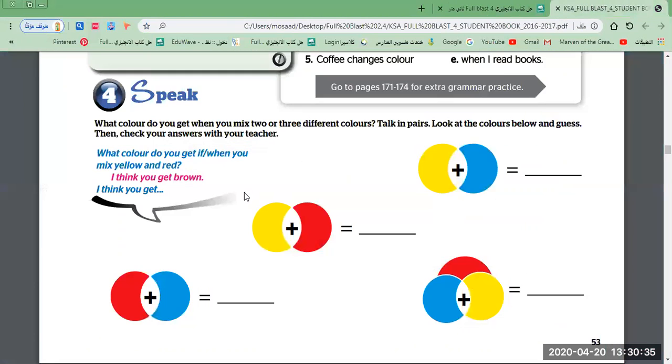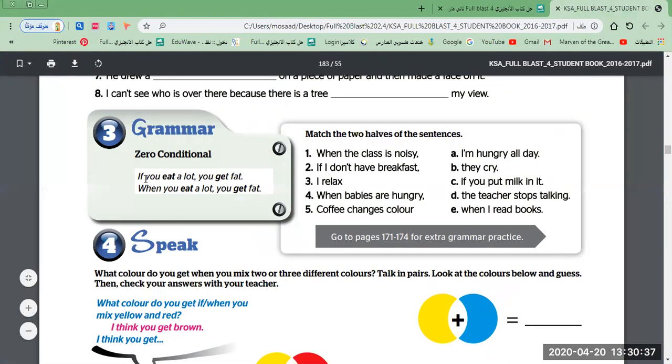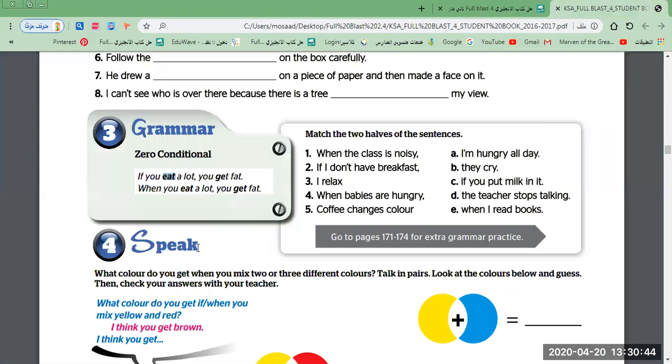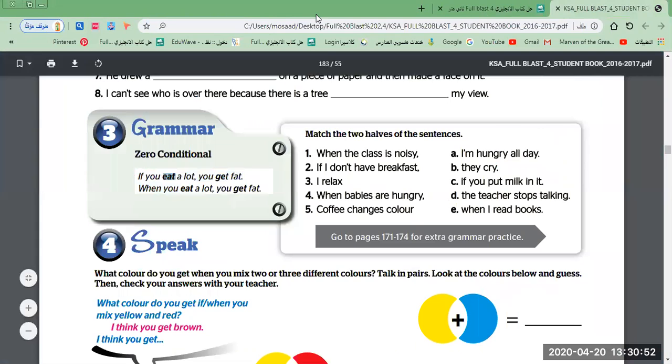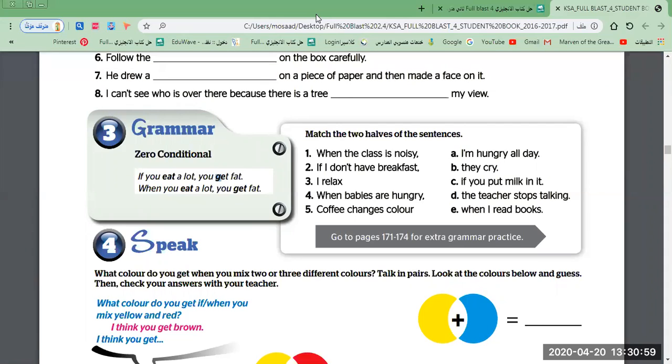So I use here the zero conditional. Zero conditional means we use the present simple in the first part, like eat, play, study, and in the second part also the present simple. No change. The first sentence has a verb like eat or play, and the second one has a verb also, like eat or play or study, without anything more. I can't put will, no -ing, no -ed, it's only the verb in verb 1.